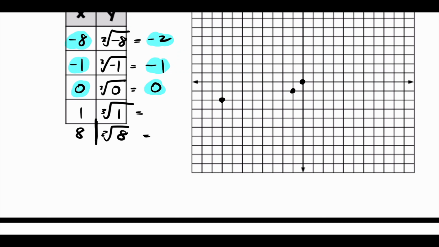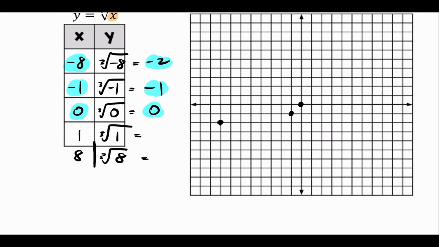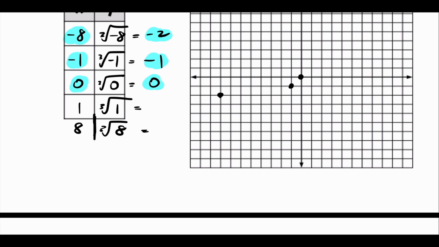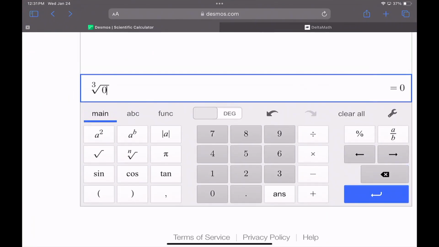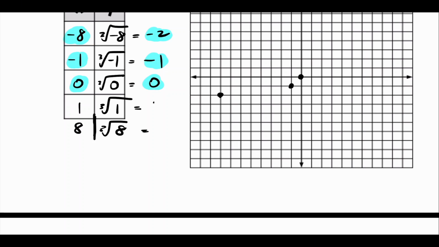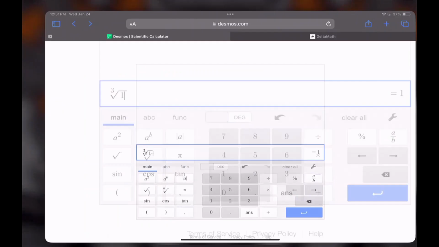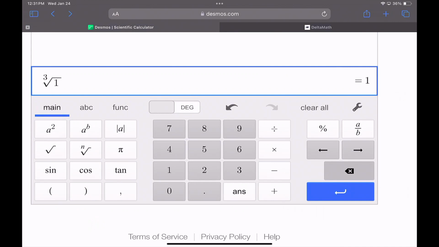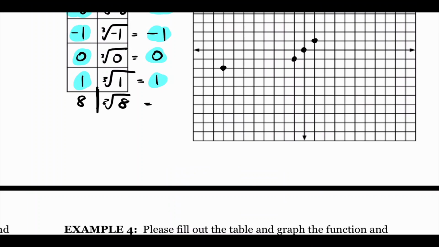Take a dot. Next one is 1. Cube root of 1, 1. Last one, 8. Cube root of 8 is 2. 2, 4.